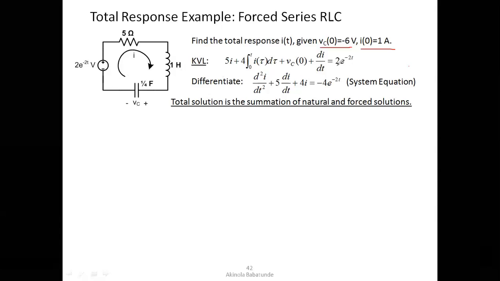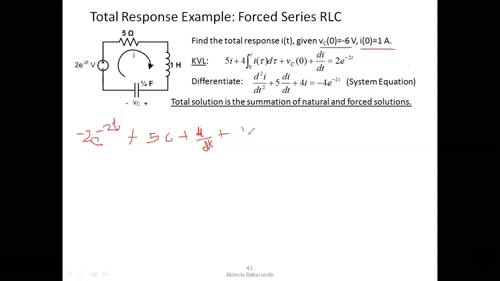KVL: you start with minus 2e, 2 exponential minus 2t, then plus 5i, because the voltage according to Ohm's law across this 5 ohms will be IR, that is 5 multiplied by I. The voltage across this inductor will be L di dt. L is 1, so it just becomes di dt. Then the voltage across this capacitor will be plus V, which will be equal to 1 over C, by the way.